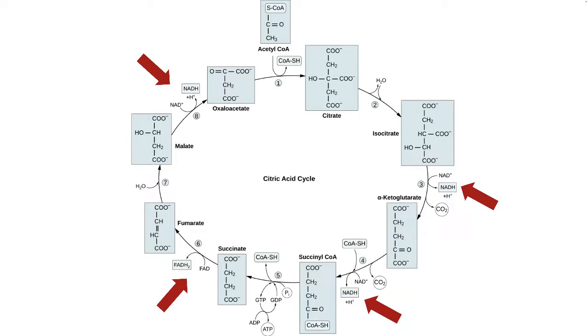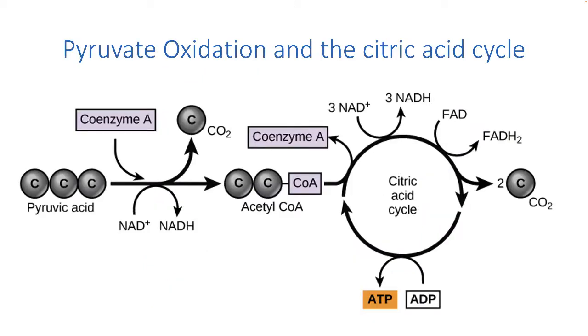In addition, an ATP or GTP molecule, depending on the type of cell in which the citric acid cycle takes place, is produced via substrate-level phosphorylation. All right, so by the end of the citric acid cycle, all of the carbon that was present in the original molecule of glucose will be present in molecules of carbon dioxide.